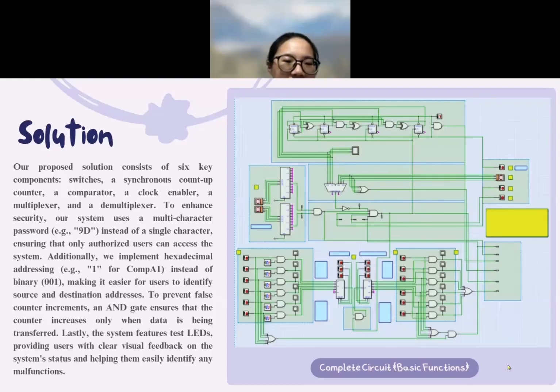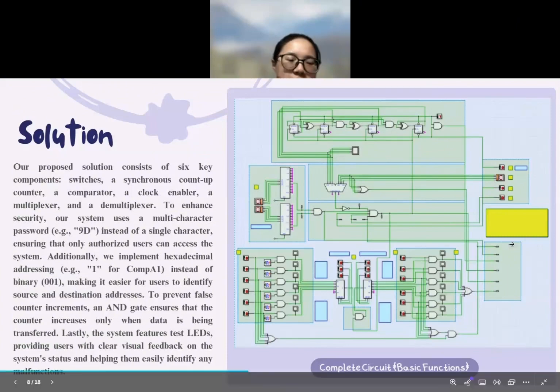We also implement hexadecimal addressing, such as 1 for computer A1 instead of the binary 001, making it easier for users to identify the source and destination address, and to prevent false counter increments, an AND gate ensures that the counter increases only when data is being transferred. Lastly, the system features test LEDs, providing users with clear visual feedback on the system's status and helping them easily identify any malfunctions.